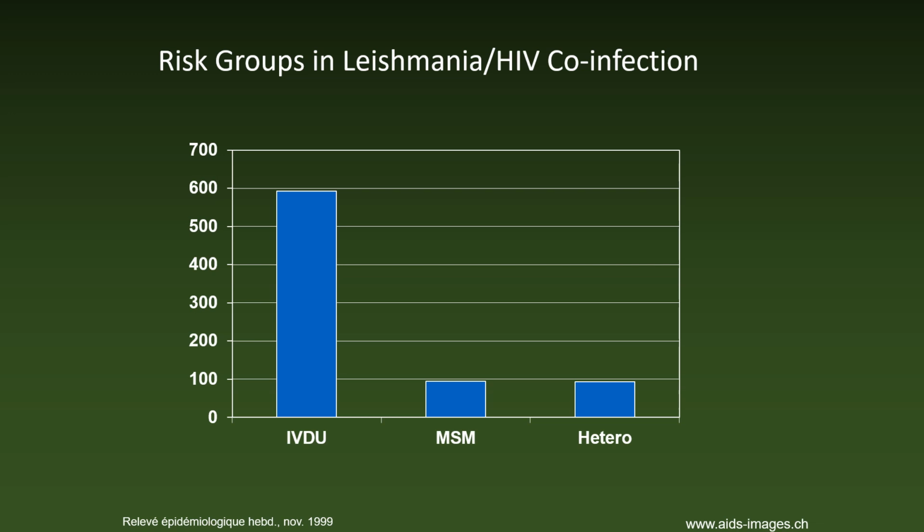In Europe, Leishmaniasis HIV co-infection occurs almost exclusively in those who have acquired HIV through IV drug use. Rarely, Leishmaniasis has also been transmitted by transplanted organs, pointing towards the existence of latent carriers.